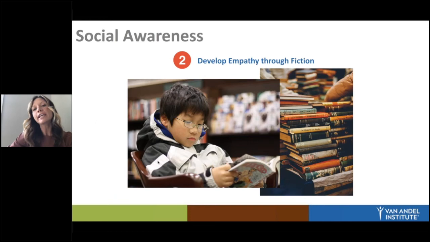Also, developing empathy through fiction. Now we know that empathy is key when it comes to SEL. So what we really want to do is get kids feeling things that they may not see in real life. One way to experience things they may not experience in real life is through fiction books. We are so good at this as teachers because we're always putting books in our students' hands, and we really want to push this because it's so powerful when it comes to developing empathy.